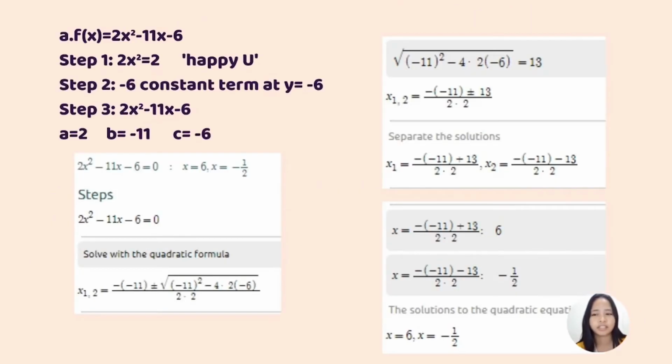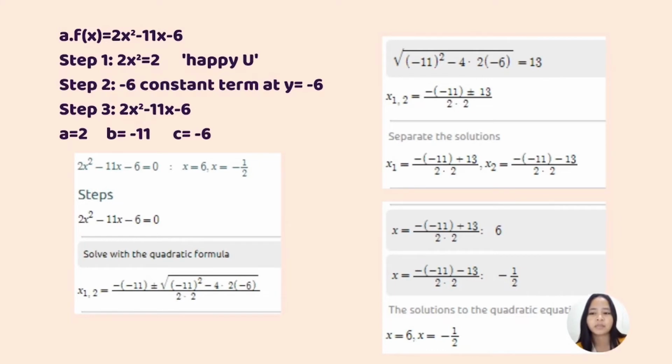So let's have another example. f(x) is equal to 2x squared minus 11x minus 6. Step 1, the coefficient of x squared is 2, so it is a U shape or a happy face. Step 2, the constant term is negative 6, so the y-intercept is at y equal to negative 6. Step 3, for the quadratic equation 2x squared minus 11x minus 6, a is equal to 2, b is equal to negative 11, c is equal to negative 6.